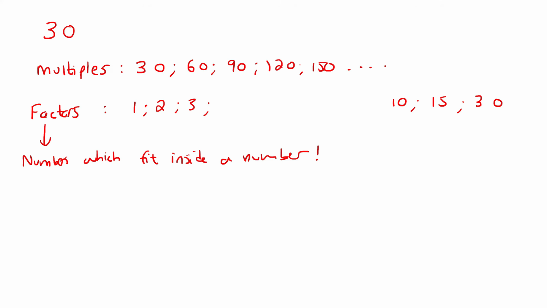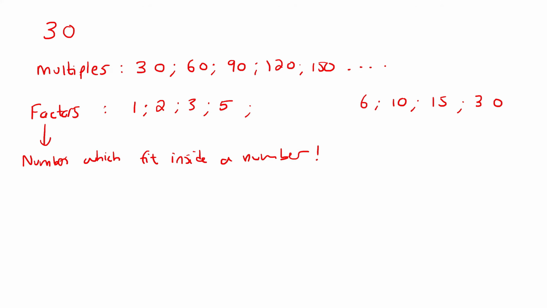Next would be to try the number 4. But the number 4 doesn't work because you can't multiply 4 by anything to make 30. 4 times 7 is 28. 4 times 9 is 36. So it doesn't work. Then I try 5. I know that 5 times 6 gives me 30. Then I try 6. I already have a 6, and so I stop there.